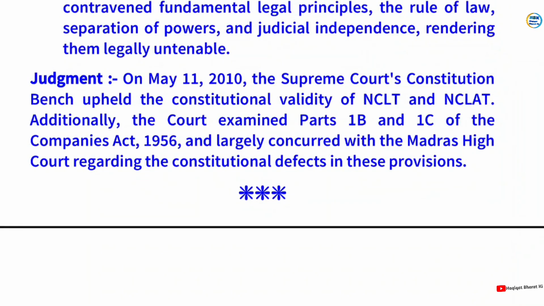Judgment. On May 11, 2010, the Supreme Court's Constitutional Bench upheld the constitutional validity of NCLT and NCLAT. Additionally, the Court examined Parts 1B and 1C of the Companies Act 1956 and largely concurred with the Madras High Court regarding the constitutional defects in these provisions.